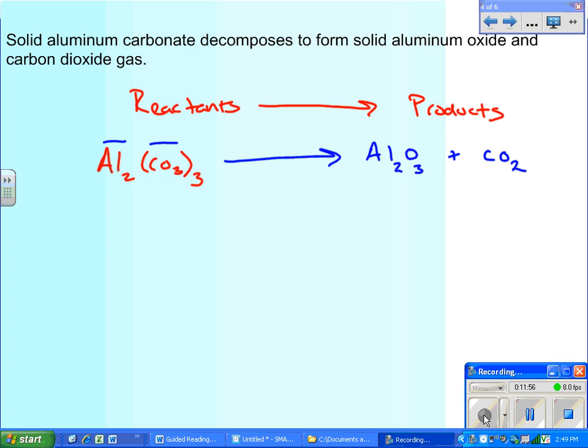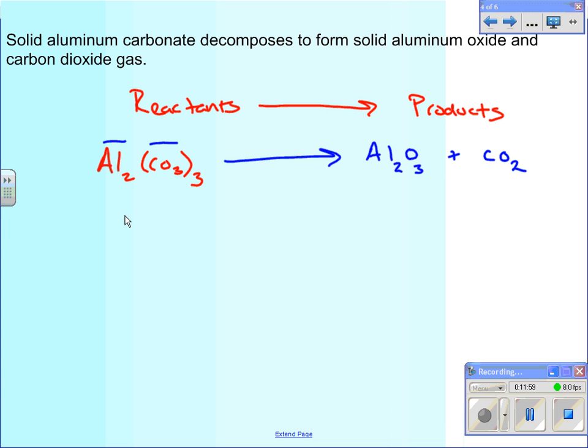So we'll go ahead and do our initial tally. Aluminum, carbon, and oxygen are the elements involved. And let's just figure out what we have. We've got 2 aluminums, 3 carbons, and 9 oxygens. Look over on this side: 2 aluminums, 1 carbon, and then look how many oxygens we have to start off with. We have 5 to start off with.